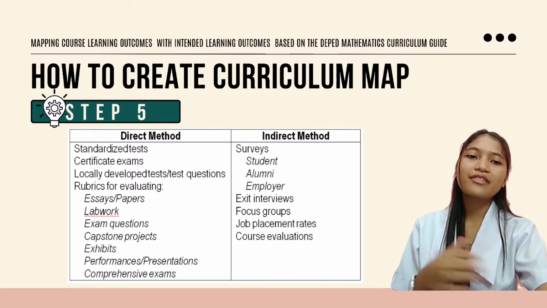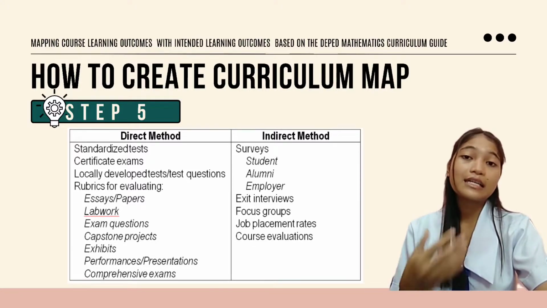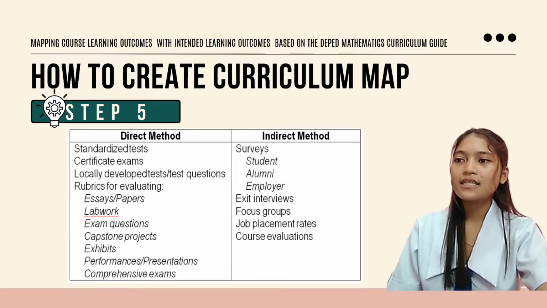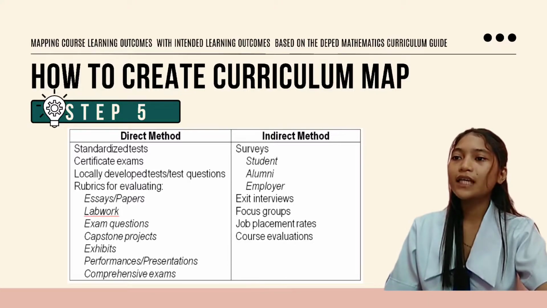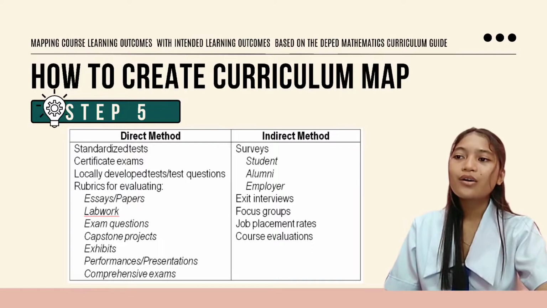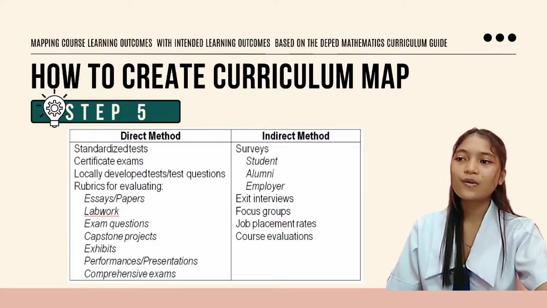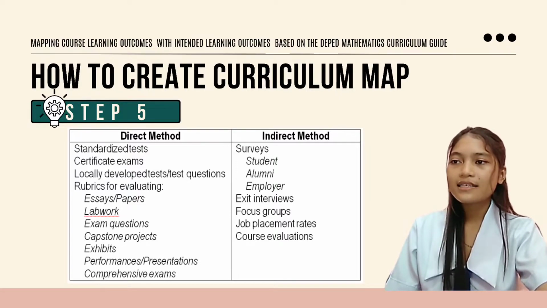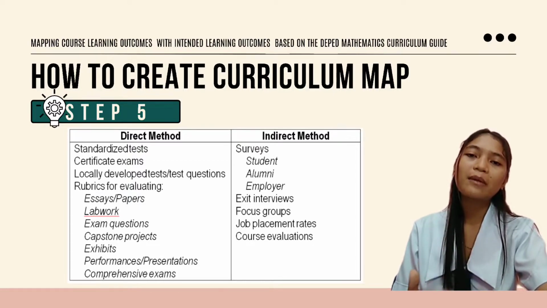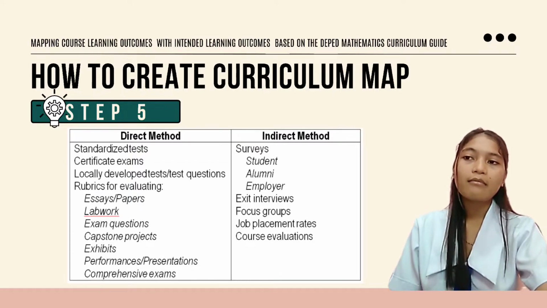A direct method is a method that is used when the teacher is in the classroom and gives training to the students. An example of this is a standardized test, certificate exams, locally developed tests or test questions, rubrics for evaluating such as essays or papers, lab work, exam questions, capstone projects, exhibits, performance or presentations, and comprehensive exams. So those are examples of direct methods. In a direct method, the teachers lecture and the students just listen.